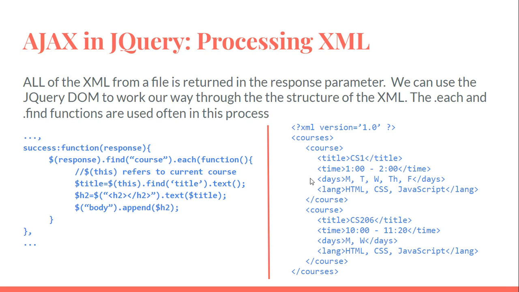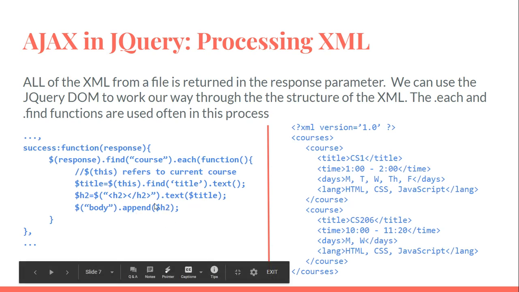So what it does in this course is find a tag named title and get its text, CS1, and store it in this variable. Then we create an H2 node and push that text into it. And then we append that H2 node to the body. Well, that's the end of that iteration.